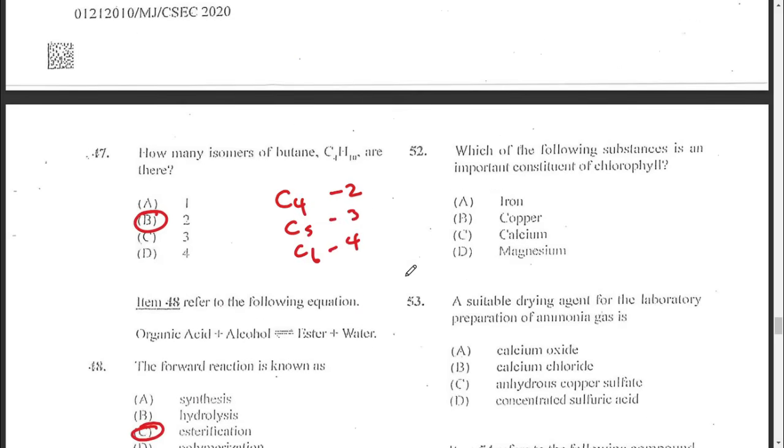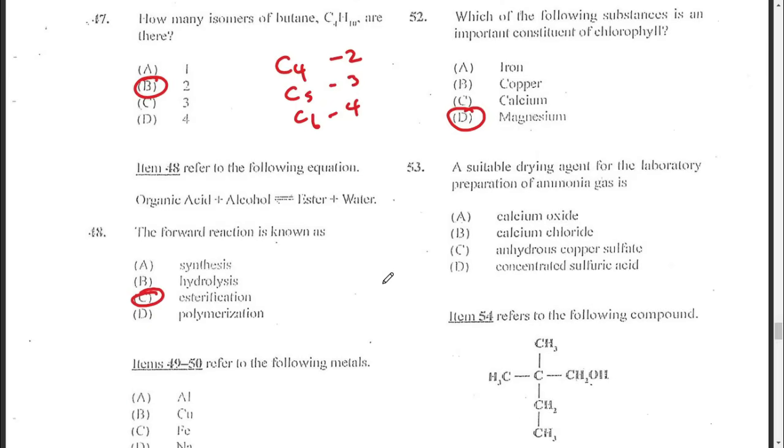52. Which of the following substances is an important constituent of chlorophyll? We know that is magnesium. 53. A suitable drying agent for the laboratory preparation of ammonia gas is calcium chloride.